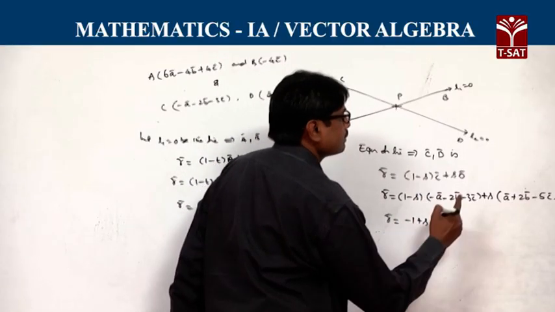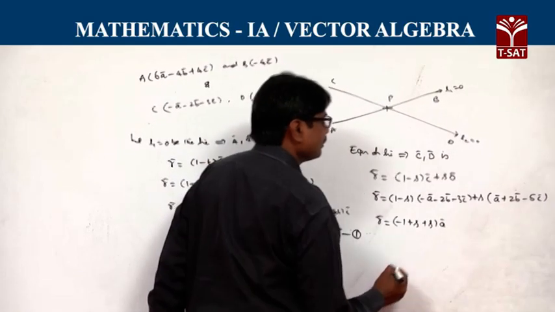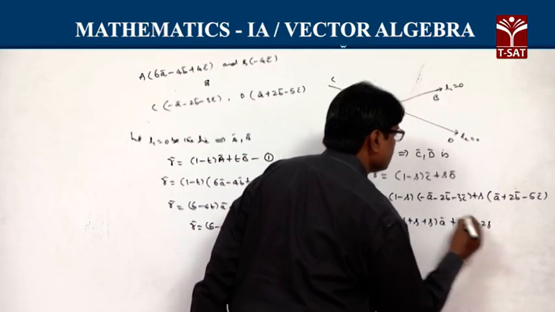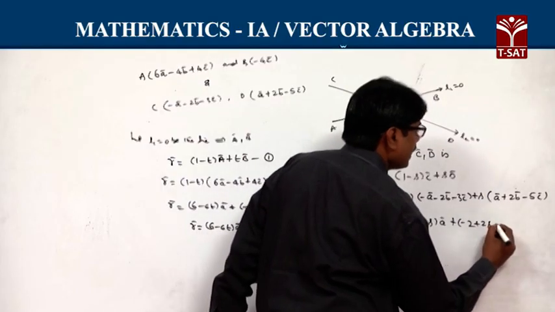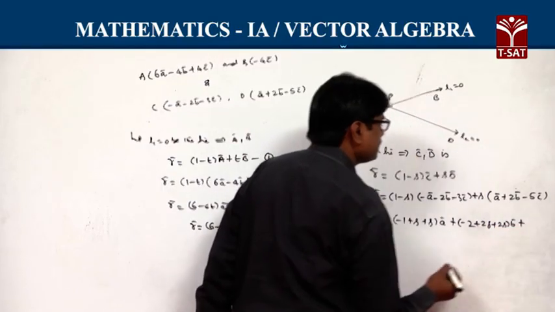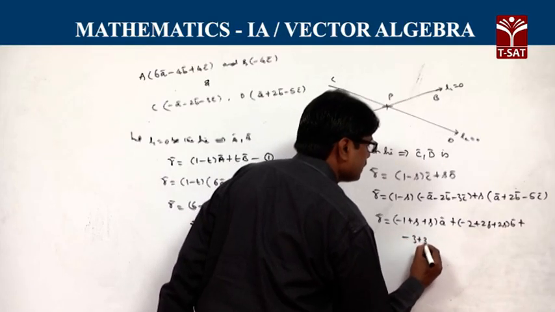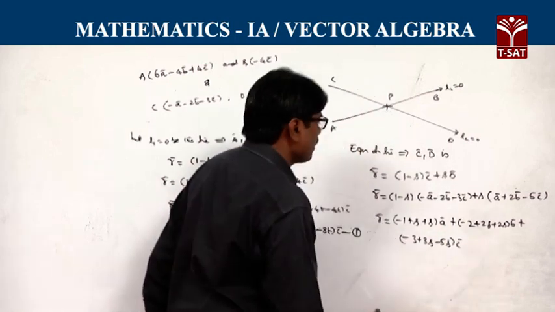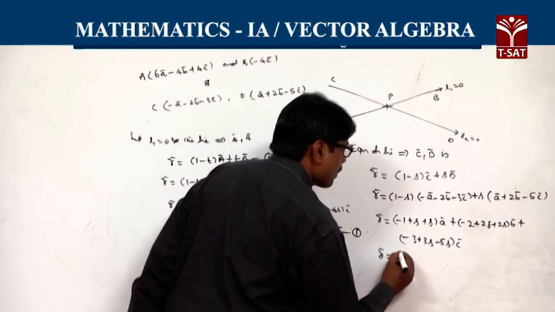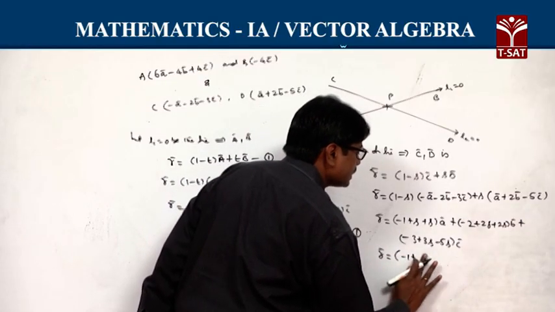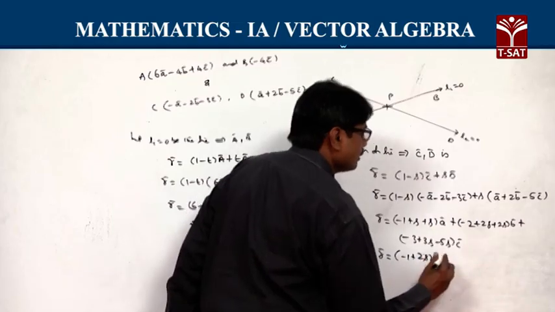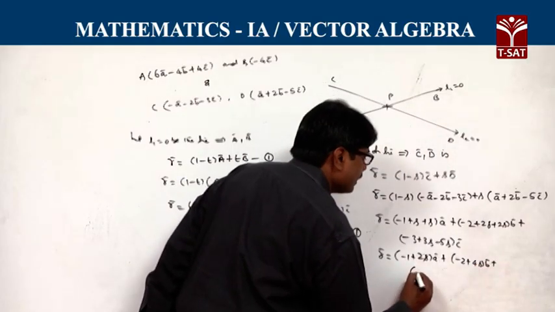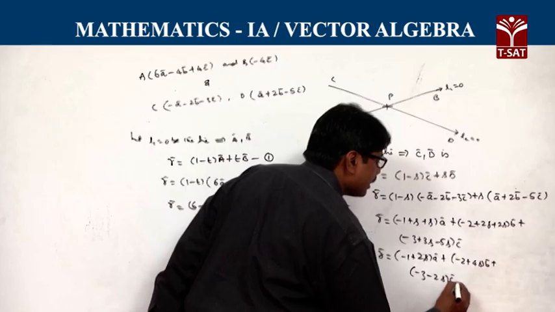minus 1 plus S into A bar, and plus B bar component wise minus 2 plus 2S, and plus 2S into B bar plus C bar, that is minus 3 plus 3S, minus 3 plus 3S, minus 5S into C bar. Moreover, R bar is equal to minus 1 plus 2S times of A bar, plus minus 2 plus 4S times of B bar, plus minus 3 minus 2S times of C bar. Second line.